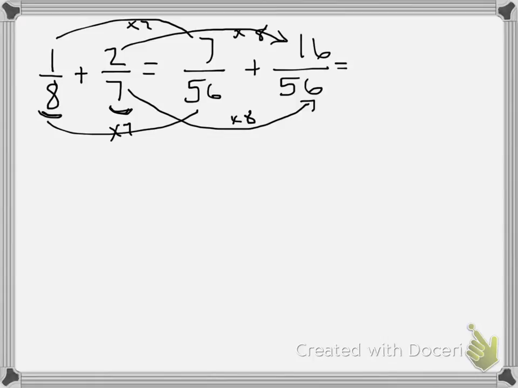So now I have 7/56 plus 16/56, and I get a pretty weird number here. So 16 plus 7 is 23, and I get 23/56 for that one.